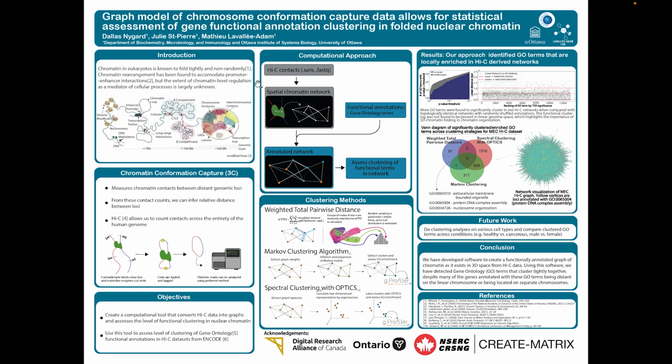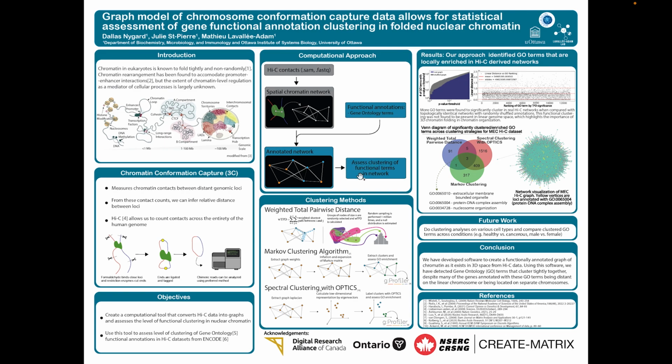So just to give an overview of what our workflow looks like for this project, we basically take the Hi-C contact information from ENCODE or whatever experiment, we turn it into this spatial chromatin network, basically a skeleton of the network that is unannotated but represents the 3D structure of chromatin within the nucleus. We annotate that network with a functional set of interest. As I mentioned, this is gene ontology terms for us. And once we have the annotated network with edge weights corresponding to those contact frequencies, as I mentioned from the Hi-C experiment, we can then assess the clustering of functional terms within the network.